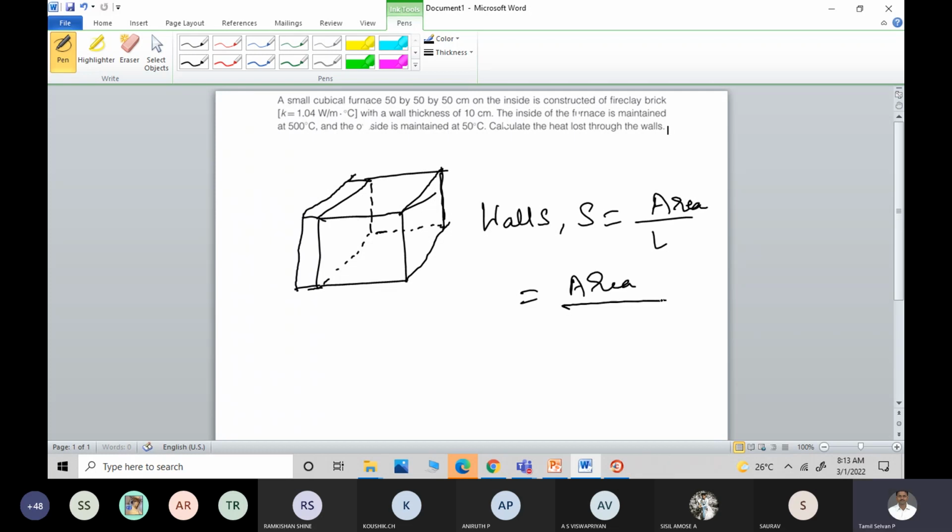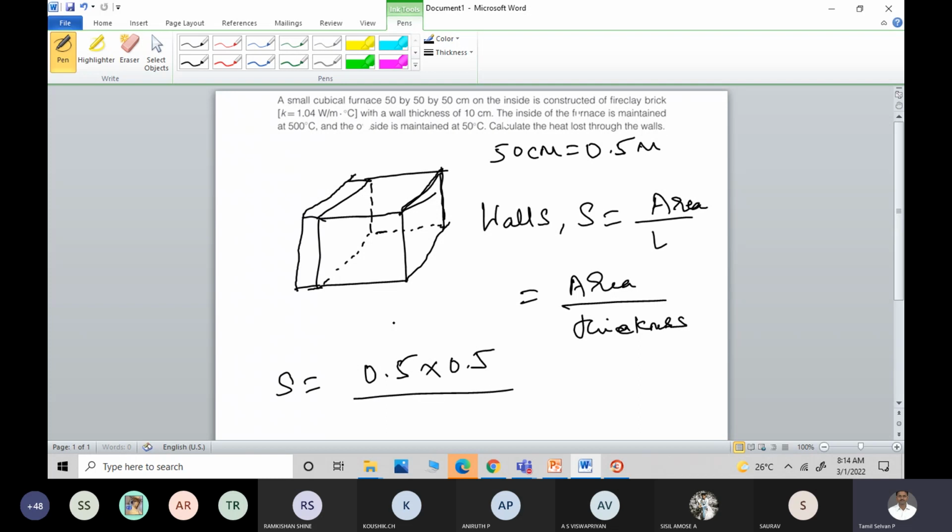Area by thickness. Since it is a cubicle, you can assume side 1, side 2, side 3, side 4, and top surface and bottom surface. Is it fine, students? Yes, sir. Now, the area is 50 centimeter, which is equal to 0.5 meters. So 0.5 into 0.5 divided by the thickness. Thickness is 10 centimeter, 0.1.